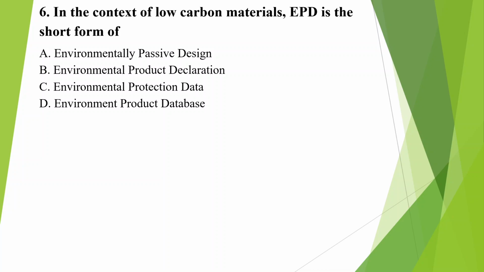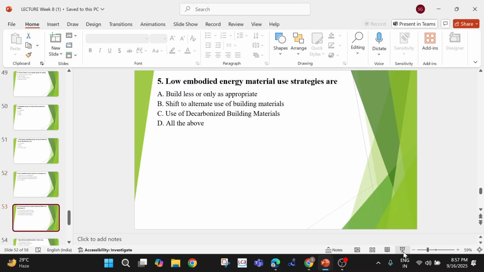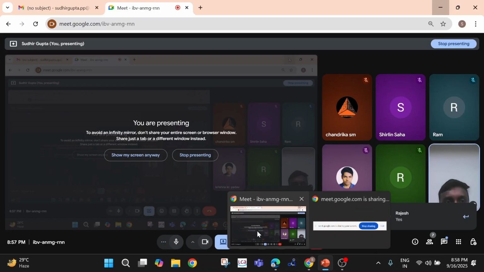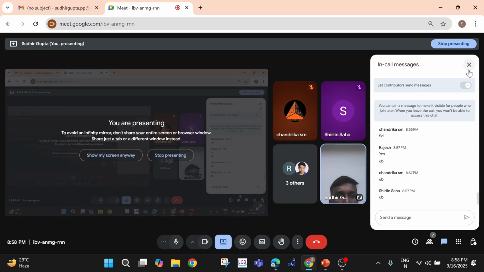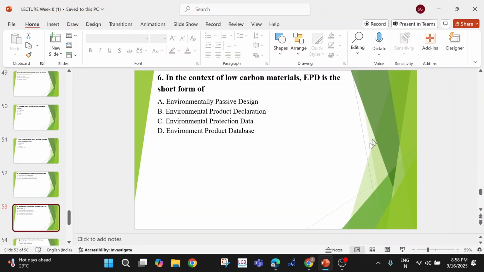You can see this short form question has been asked in the previous year assignment, and in this year's assignment also, in week 8, you can see the full form of LCA or the full form of EPD has been asked. So this is a very important question. You should know these full forms while you are going for the exams. Fine. I don't think any one of you would have answered it incorrectly after this many discussions. Yes, all of you have answered B, and B is the correct answer.